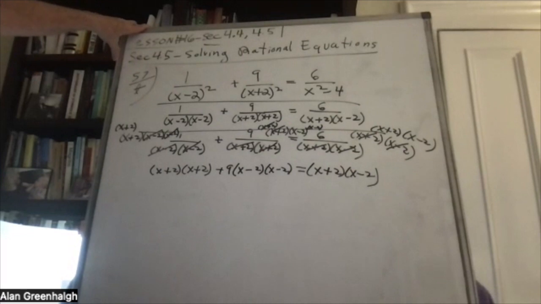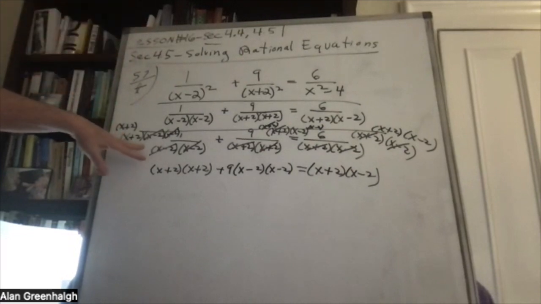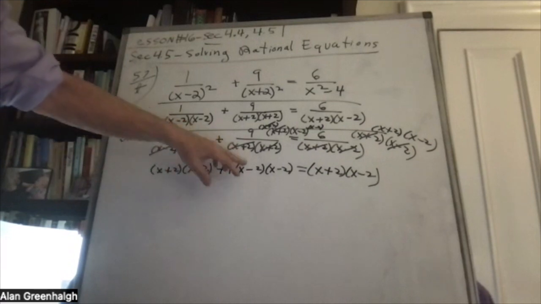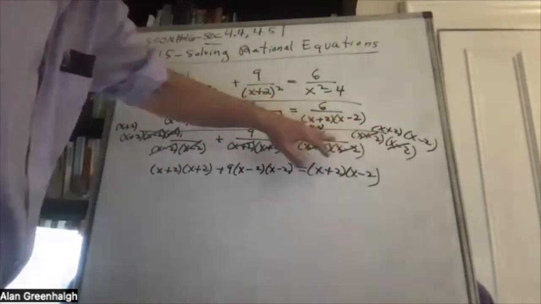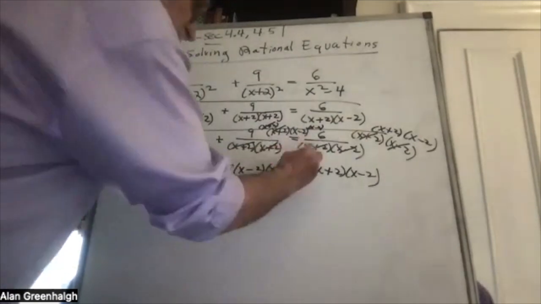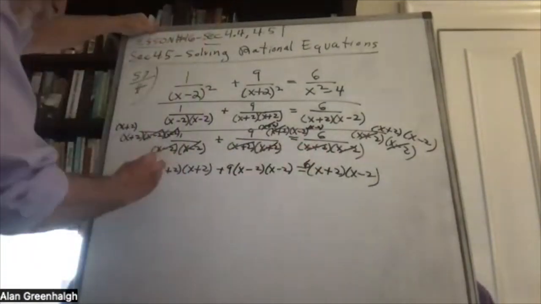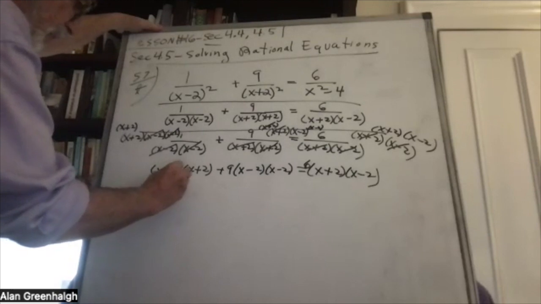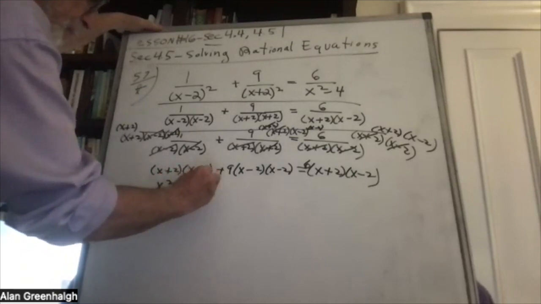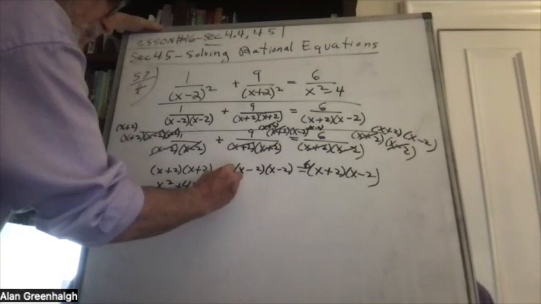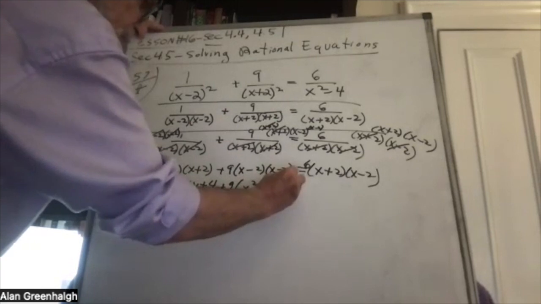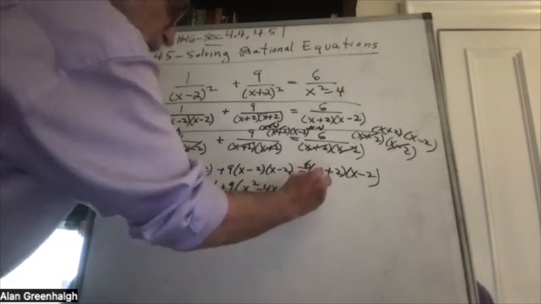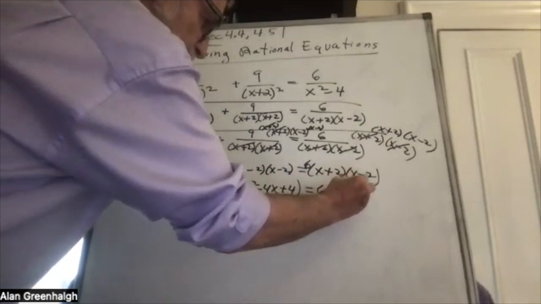Do I have that right? I'm moving too rapidly for my own comfort, so I just want to make sure I have that right. Oh, I forgot the 6. Good thing I stopped. Okay, so here you get x squared plus 4x plus 4. Here you get 9 times x squared minus 4x plus 4. Here you get 6 times x squared minus 4.